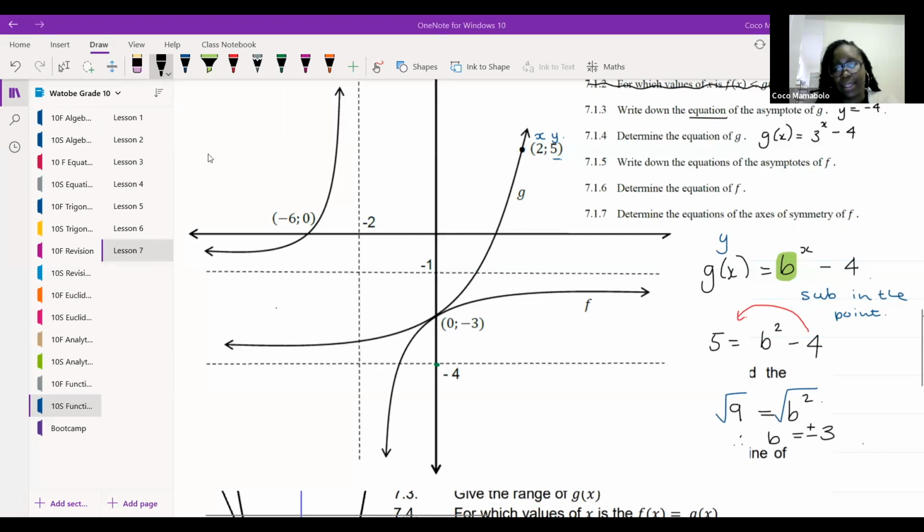Ma'am, I have a question. When they were calculating for b, we wrote b is equal to plus or minus 3, and then in the equation we don't write plus or minus 3, we just write 3. Yes, because we just said, Patu, what kind of graph is this? It's an increasing graph. If it was decreasing, it would be minus. If it was down here, it would be minus. Because if I write plus or minus, I'm saying that there are two graphs, a positive graph or a negative graph. We only have the positive one.